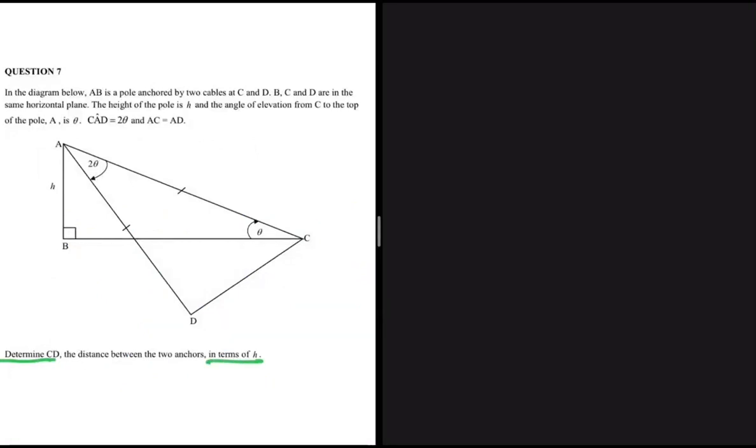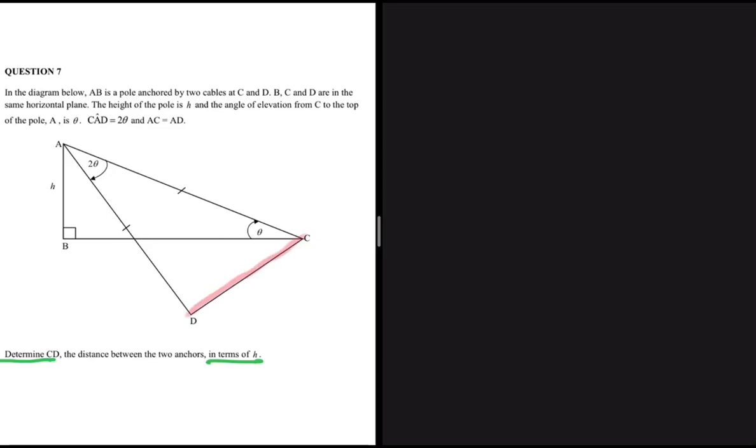So what you want to do in this kind of problem, you will realize it towards the end, is that you have to start with the triangle that has the most information and move towards the triangle that has the least information. So let's look at our line CD. So here's CD here, right?